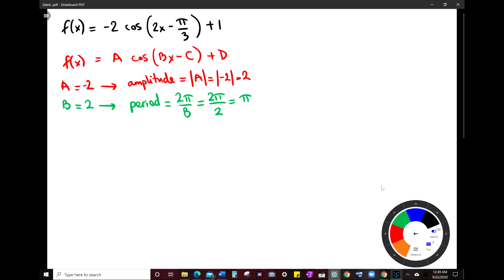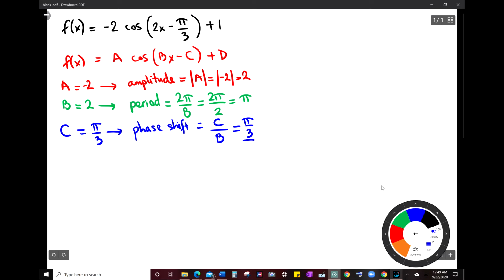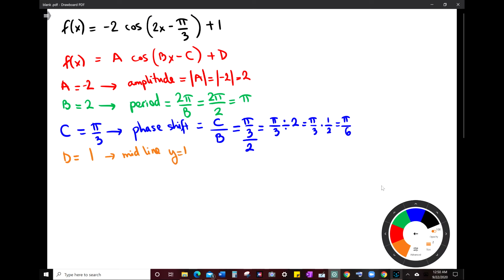And now for this one, the new thing we have compared to the previous video is we have c as a phase shift. So c equals pi over 3, so then phase shift equals c divided by b. So I have pi over 3 divided by 2, and I can rewrite it as pi over 3 multiplied by 1/2, and I get pi over 6. That will be the phase shift. And then now I have the midline, so d equals 1, so then my midline will be y equals 1. Alright, so we have all the information we need.